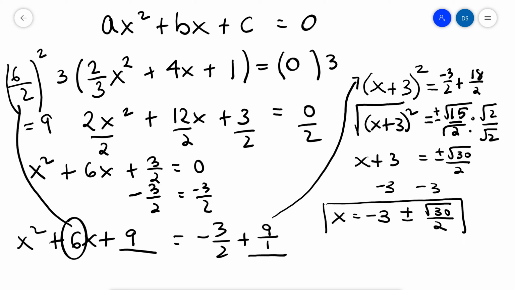And this is the answer that you arrive at for the quadratic equation 2/3 x squared plus 4x plus 1 equals 0. And you're going to complete the square.